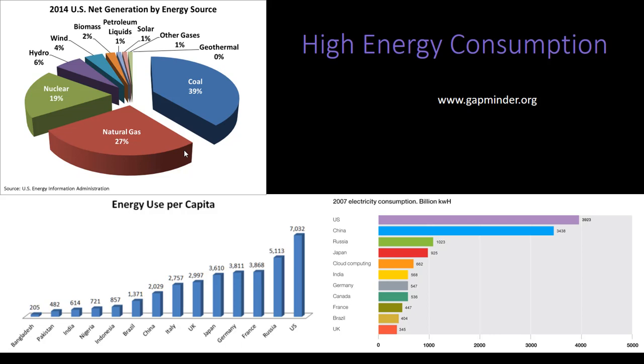So, 2014 US net generation by energy source, up there in the top left. You can see where we're getting all of our energy from. The majority is still coal. And this is not that long ago. You might be thinking, because you've heard about the Trump presidency, that we're going to bring coal back. Well, there's still a lot of coal, and we know coal is really bad for the environment. So how is that happening?